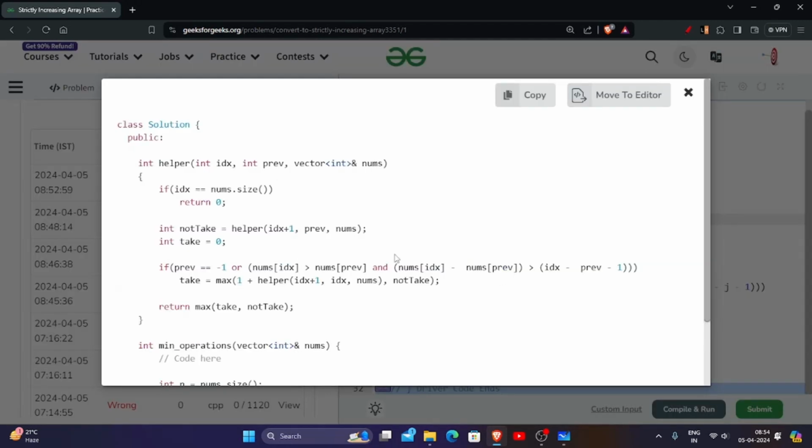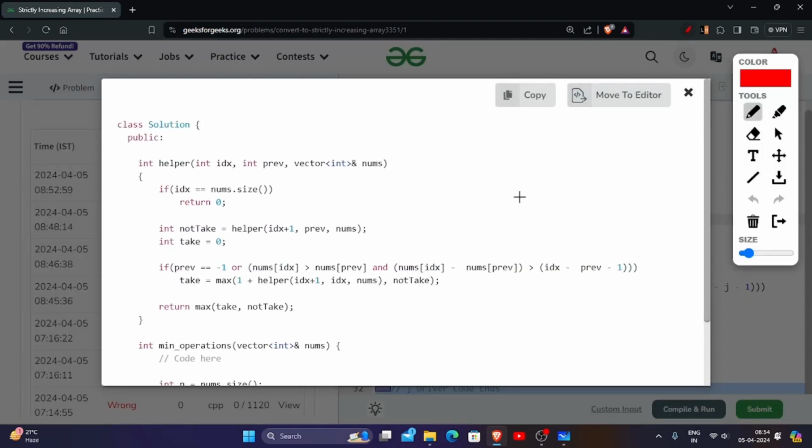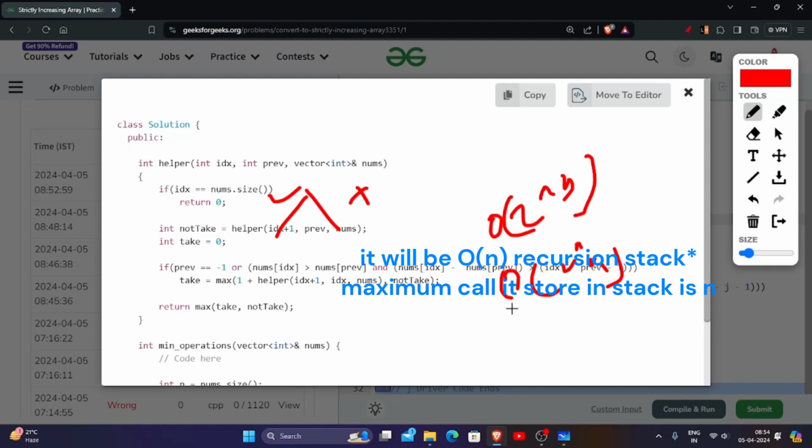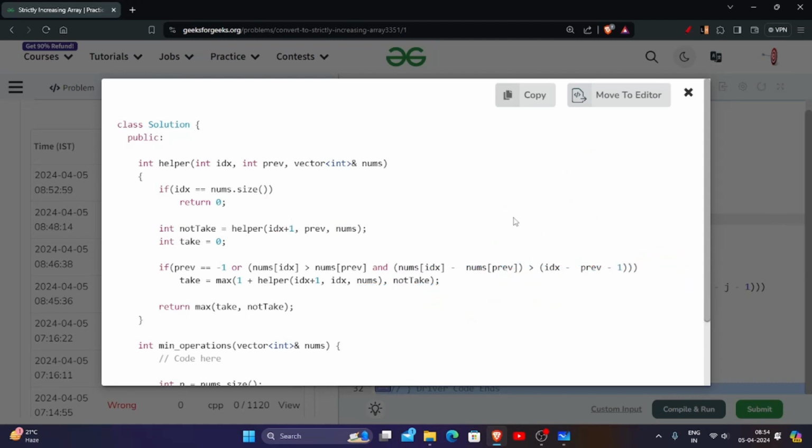So let's come to this approach. The time complexity for this approach would be 2 raised to the power n, because at every point we have two choices, either to take or not to take. The space complexity is also 2 raised to the power n, because that many recursive calls would be stored in the recursion stack. So that's why it's not feasible.